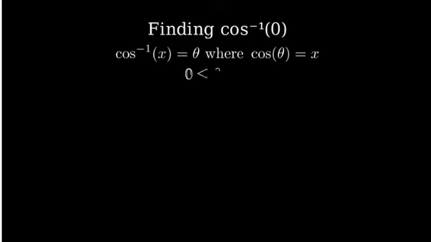Cosine of 0. First, let's understand what inverse cosine means. The inverse cosine function, also written as arccos, finds the angle whose cosine equals a given value. It's important to note that this angle must be in the range from 0 to pi radians. Let's visualize this on the unit circle.